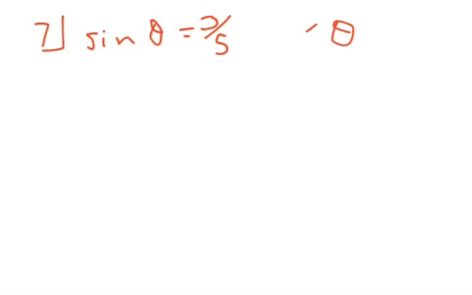The first one we're going to do is problem 7. And what is problem 7? Problem 7 is sine of theta equals 3/5, and it says our theta is in quadrant 1.